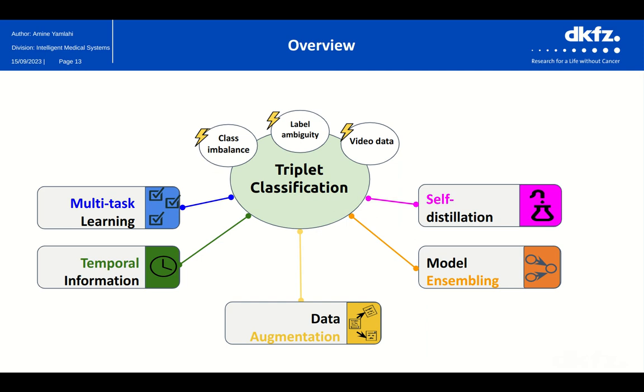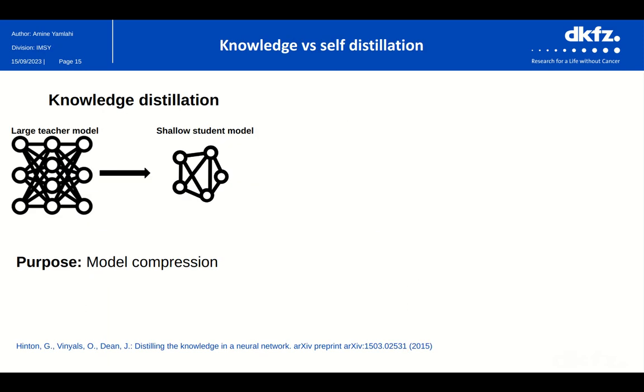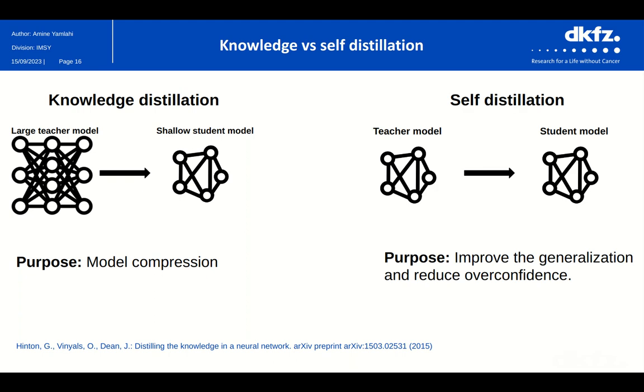In this short pitch, I will focus on the component which makes our method unique, which is the self-distillation approach. Our hypothesis was that self-distillation can address the challenges attributed to class imbalance and label ambiguity. So, what is self-distillation? Self-distillation is derived from knowledge distillation that primarily seeks to compress a model by transferring knowledge from a large teacher model to a more compact student model. In contrast, self-distillation involves the internal transfer of knowledge within the model itself. The central objective of self-distillation is to enhance the model performance.